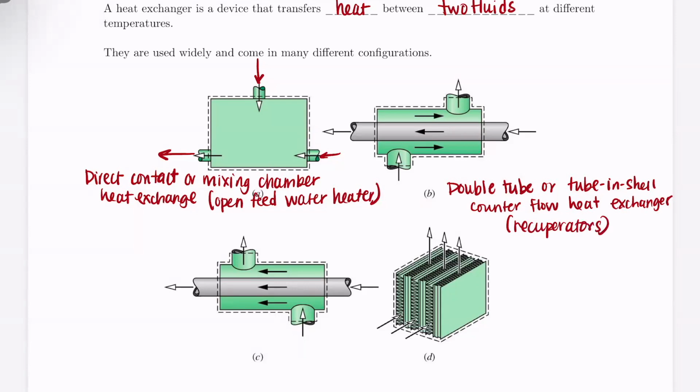All right, so here the fluids don't touch each other. They don't mix. They're completely separate. So we have our fluid A coming in this pipe and leaving, and then our fluid B is coming in through this chamber and then coming out the other side. All right, so the heat transfer is going to happen through the walls of the tube in the middle.